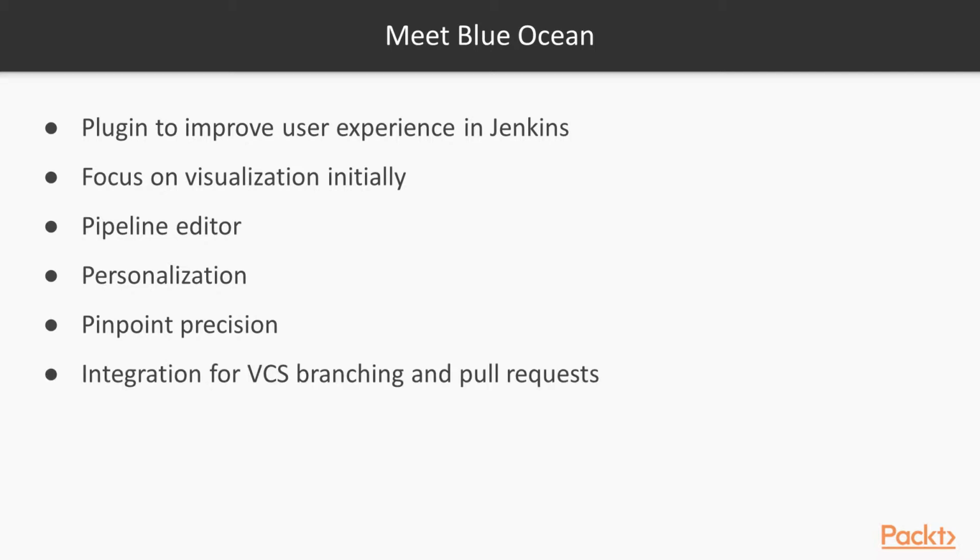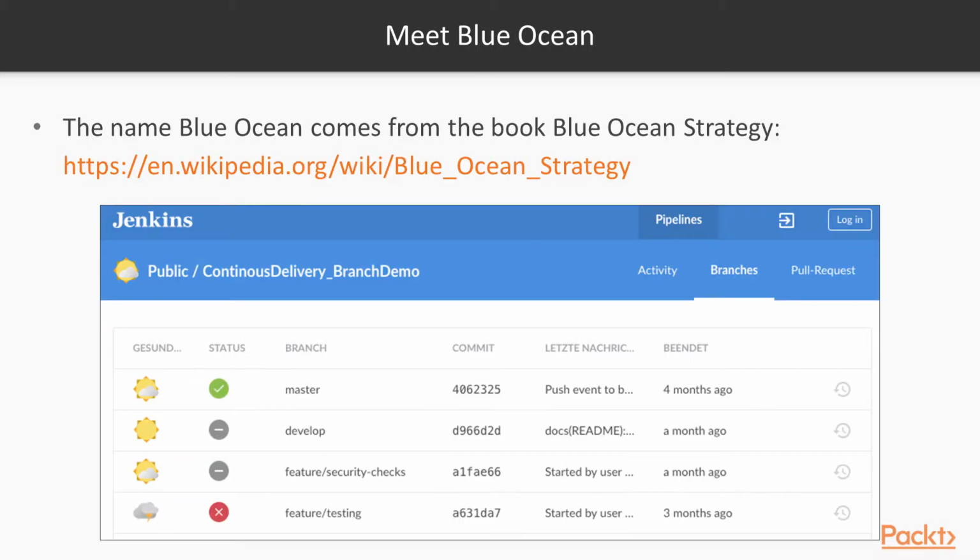The native integration for branching and pull requests enables maximum developer productivity when collaboration on code is needed with others, for example on GitHub or on GitLab. The name Blue Ocean comes from the book Blue Ocean Strategy, where instead of looking at strategic problems within a contested space, you look at problems in a larger uncontested space. See here an example of a Blue Ocean overview dashboard for one project with many branches.